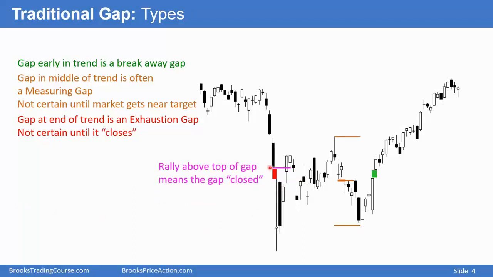Once the market moves above the top of the gap and the gap is late in a trend, traders would call this a closed gap, and they would call it an exhaustion gap. Lots of other gaps are common, especially in trading ranges, and traders call them gaps or common gaps. On this slide, I'm talking about the traditional definitions of gaps. As I said on the prior slide, I have a much broader definition of a gap, and mine, I think, is much better for traders.